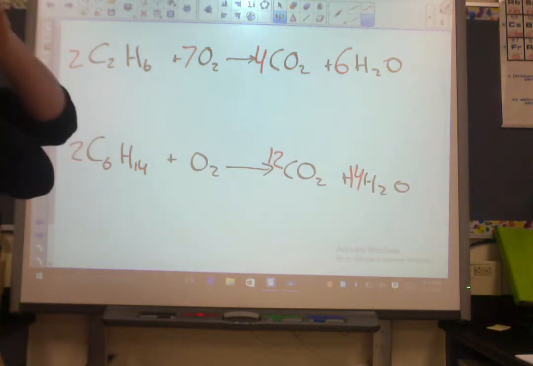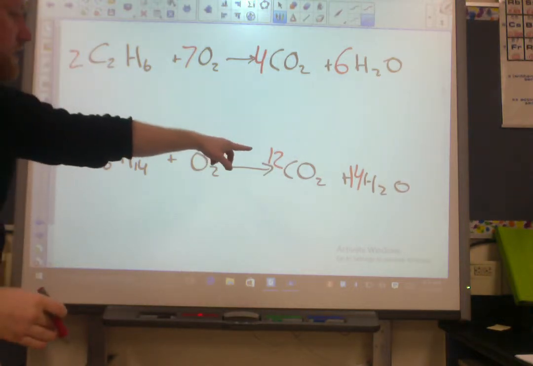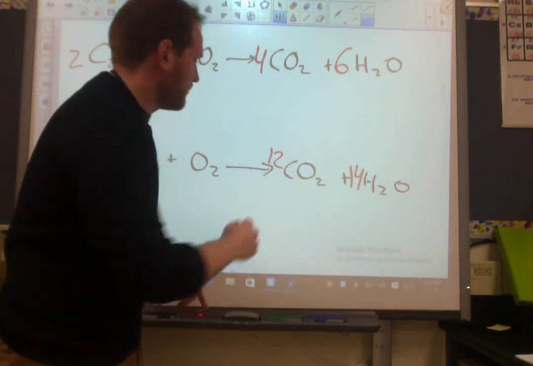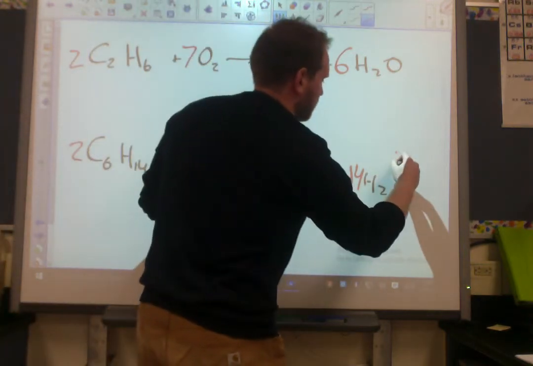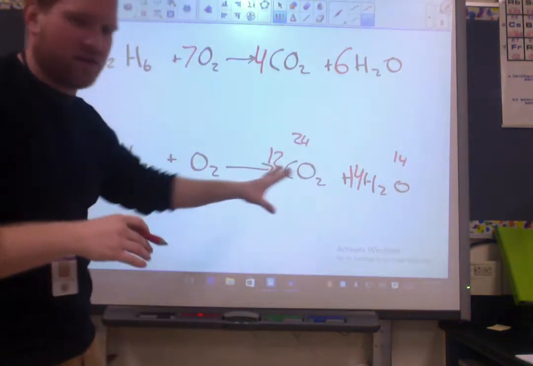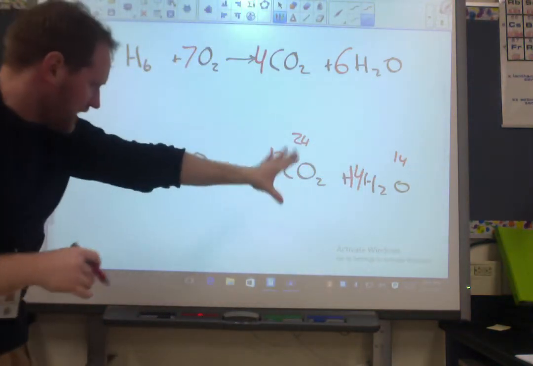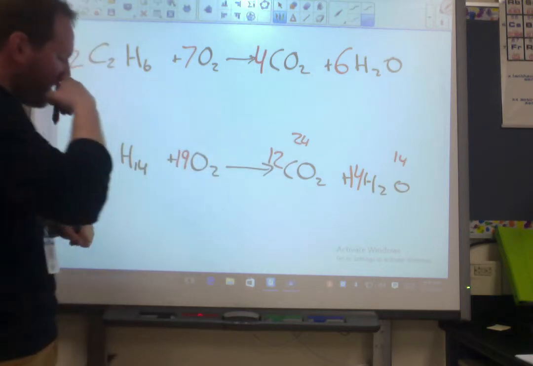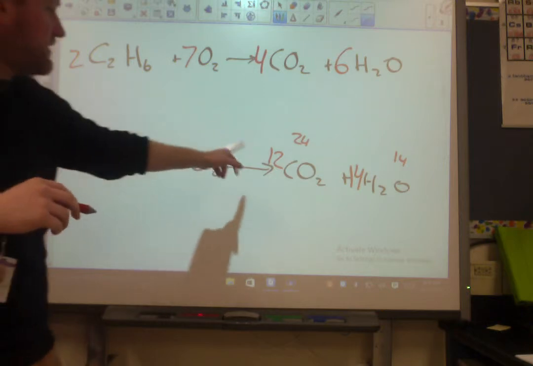And now I do the math for the oxygens. So 12 times 2 is 24. Plus 14. So 24 plus 14, that's my oxygens. This gives me 38 oxygens. So I need 38 over here, 38 over here, so half of that's going to be 19, and that's going to go right there. So 2, 19, 12, 14.